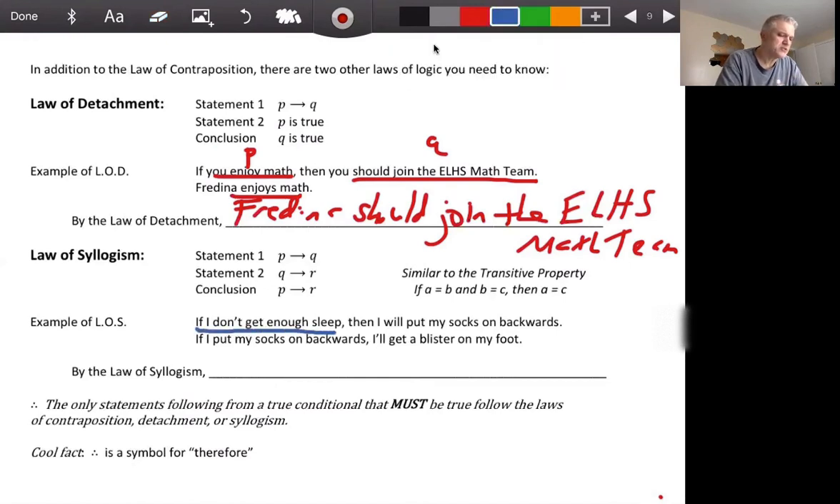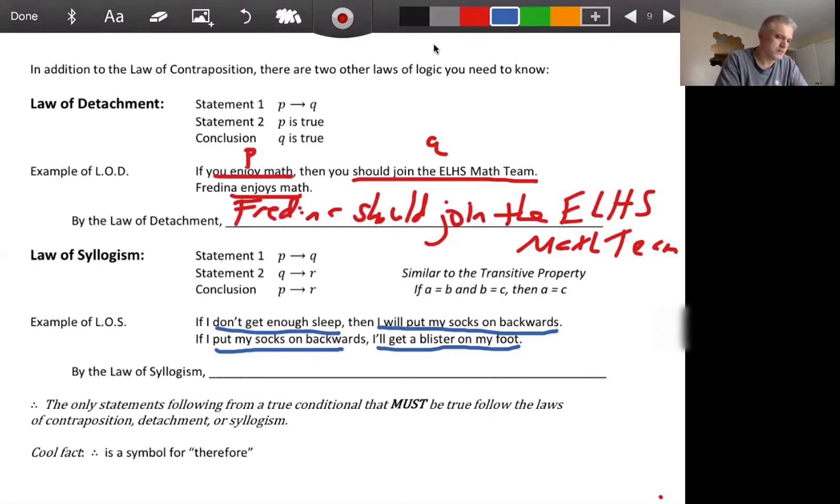If I don't get enough sleep, then I will put my socks on backwards. Could be true. We're going to assume it's true. So given I don't get enough sleep, conclusion, I will put my socks on backwards. Statement 2: if I put my socks on backwards, then I'll get a blister on my foot. Notice I don't need the word "then," but you can add it if you want. So you get your if and your then.